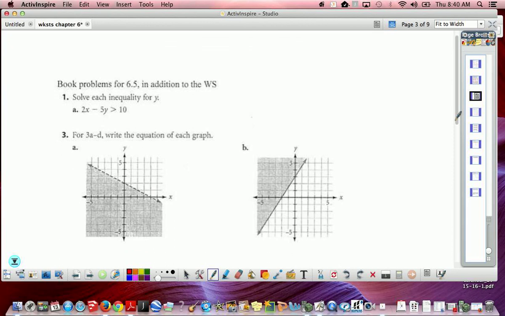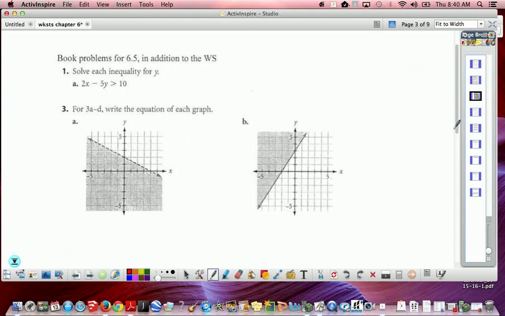Let's finish up these last few problems. It says, solve the inequality for y. So on this one, you're just trying to get y by itself. So the first thing I can do is subtract 2x from both sides. So when I do, move it over here, negative 5y is greater than 10 minus 2x.